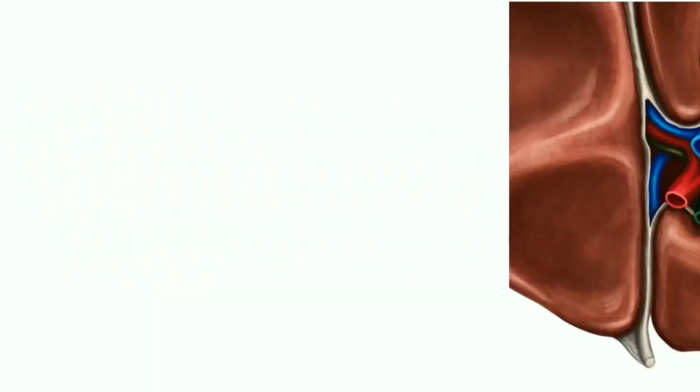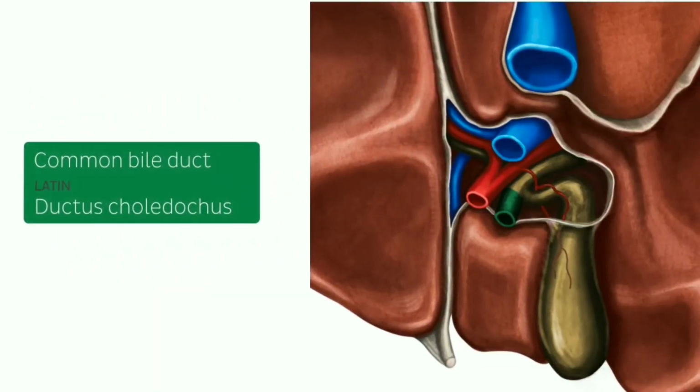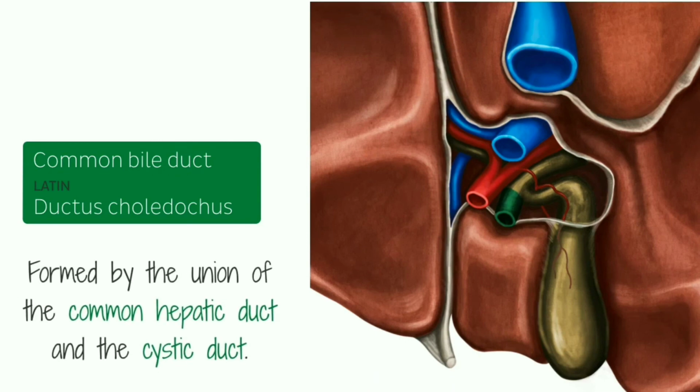The common bile duct, as we have seen in previous slides, is formed by the union of the common hepatic duct and the cystic duct. This duct passes into the greater duodenal papilla, joined by the pancreatic duct, forming the ampulla of Vater, that is surrounded by the sphincter of Oddi. The sphincter of Oddi helps regulate the release of bile from the gallbladder into the small intestines. So in this image, we can see the cystic duct and the common hepatic duct uniting to form the common bile duct, highlighted in green.